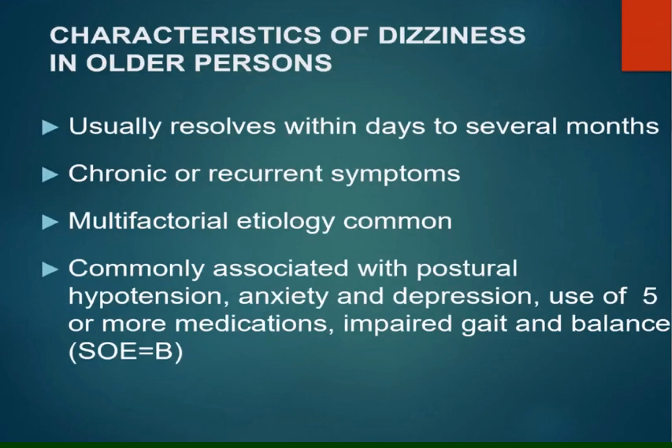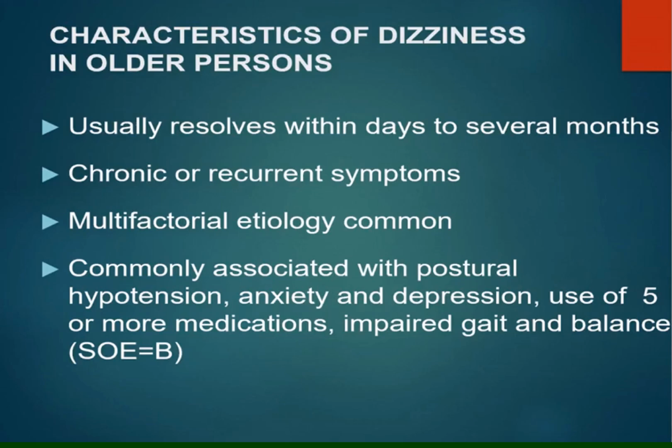So some of the characteristics of dizziness in older adults is that when it occurs, it usually will resolve within days to several months. It can be chronic or recurrent. Again, it has multifactorial etiology. A lot of times it'll be associated with postural hypotension, and in one study, presyncope or syncope actually was found to be associated 25% of the time with postural hypotension.